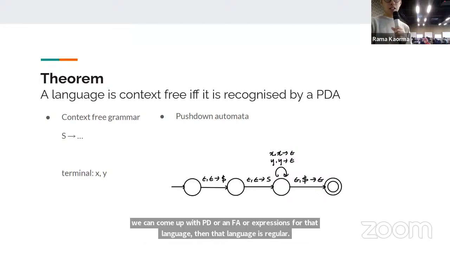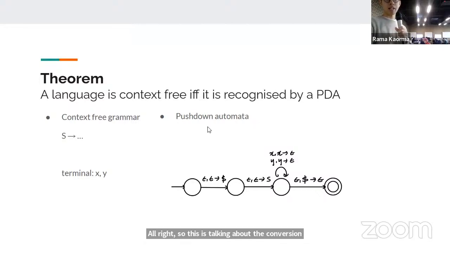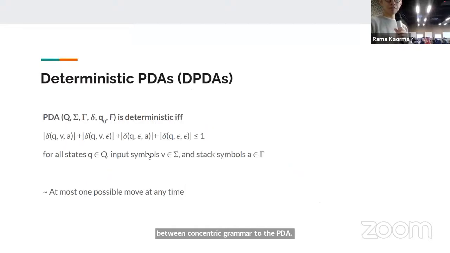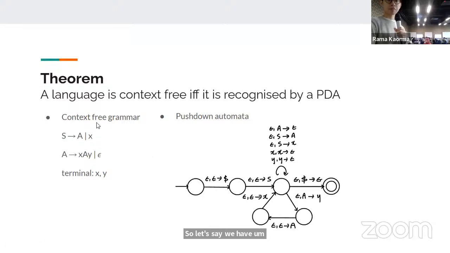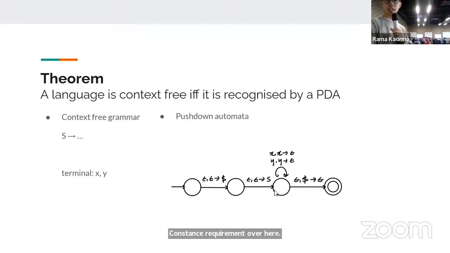All right, so this is talking about the conversion from context free grammar to the PDA. So let's say we have a context free grammar over here, and then we set up the PDA something like that, because the terminals are X, Y. We push the dollar sign to mark the bottom of the stack, and then we push the S symbol into the stack because S is the initial rule name. And then for the terminals X and Y, if we have input symbol X or Y and the top stack symbol is X or Y, then we pop it. After consuming the whole input string, if we reach the dollar sign in the stack, then we can accept it.